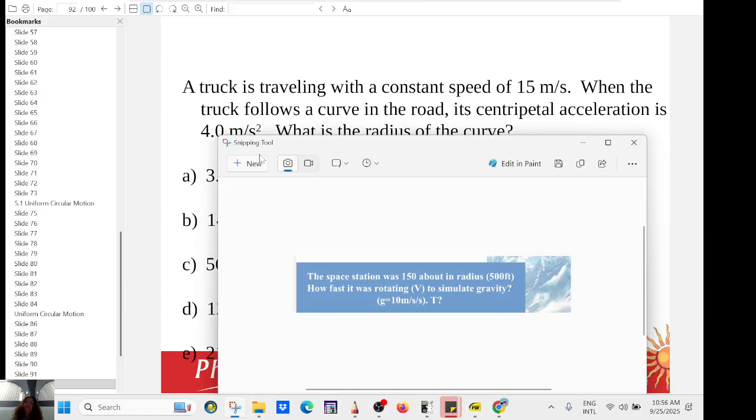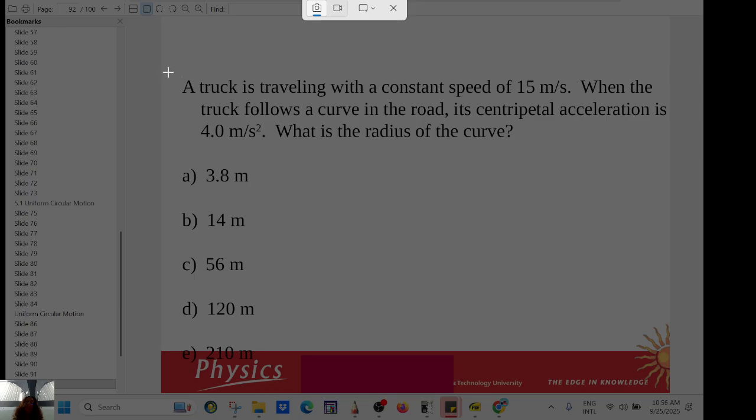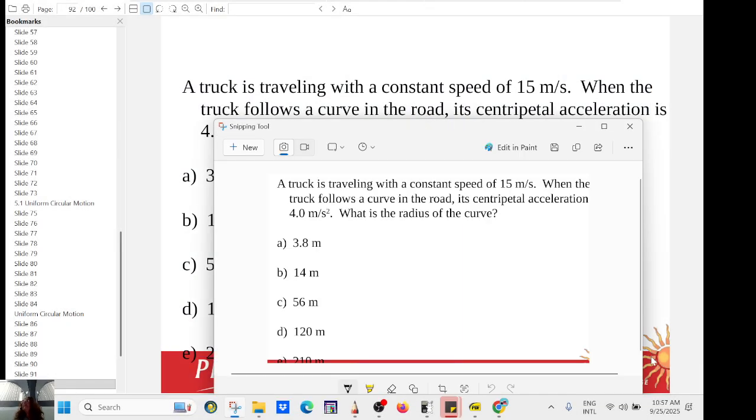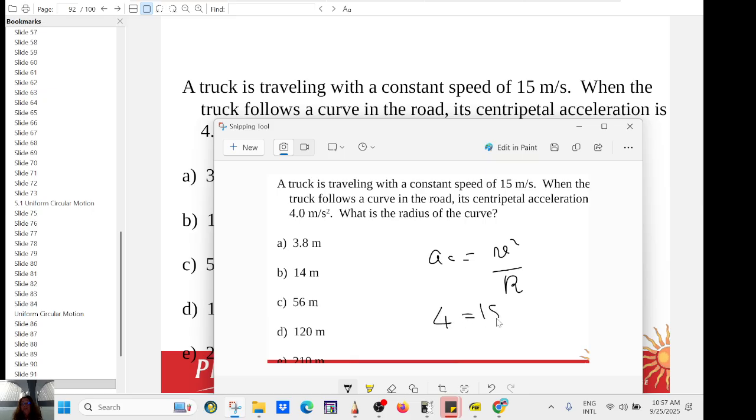Did you all do it? See, very good. As centripetal acceleration is v squared over r. So this is 4 and 50 squared over r. So you cross multiply and divide.